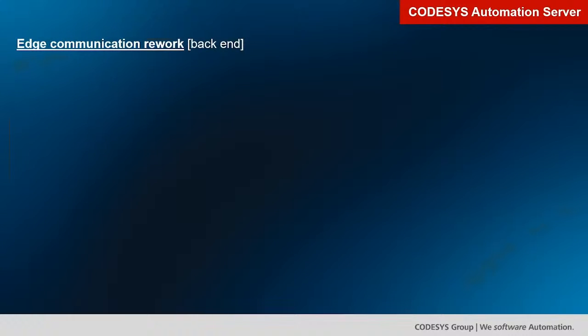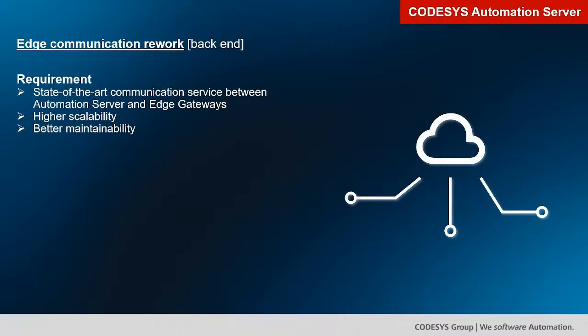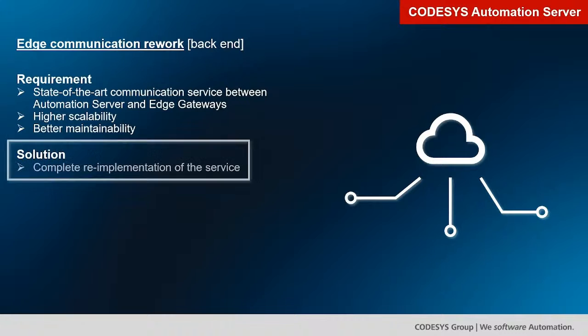A development that kept us quite busy last year and also this year was the edge communication rework. The requirement here was that we wanted to build a state-of-the-art communication service between the edge gateways in the field and the automation server in the cloud, which is more scalable and better maintainable. For this reason, we decided to completely re-implement this service, which means that it's more stable now, and maybe even more important, that it's easier to extend it by new features now. So that's a benefit for both the users and us.